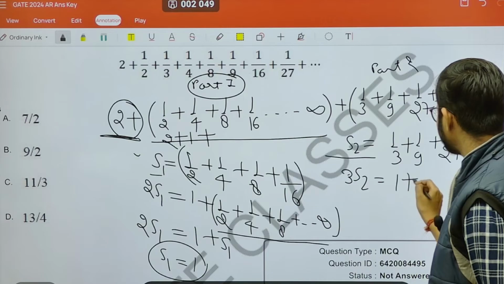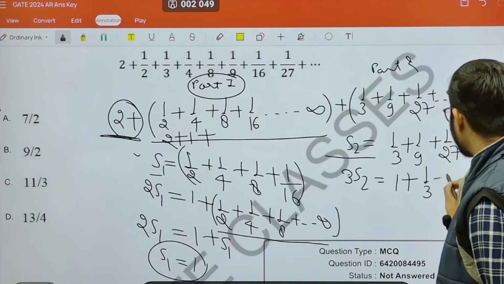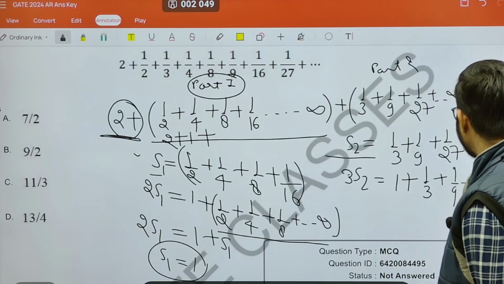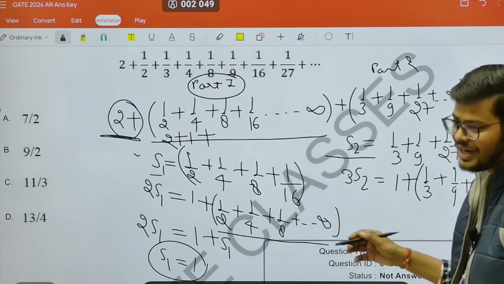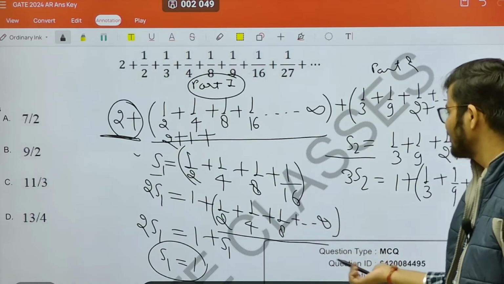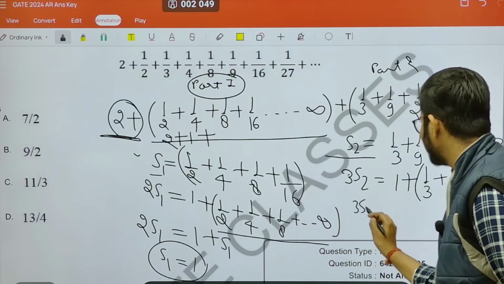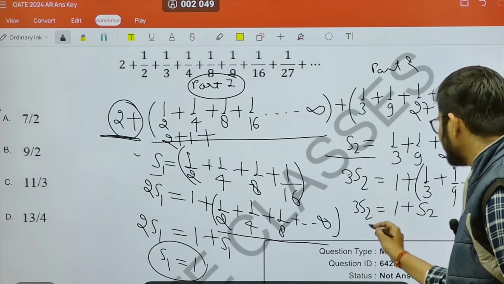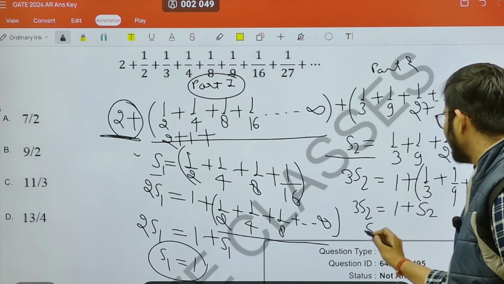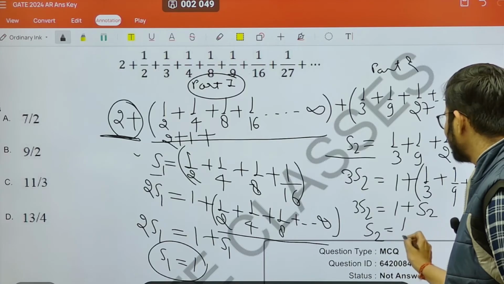1 plus 1 upon 3, 1 upon 9, 1 upon 27, and this series will go on like this. For these questions, if you have a basic idea about sequence and series, you will be easily able to solve this. It says 3S2 is equal to what? 1 plus S2. Now 3S2 subtracted from S2 will give 2S2. So 2S2 is equal to 1, S2 is equal to 1 upon 2.